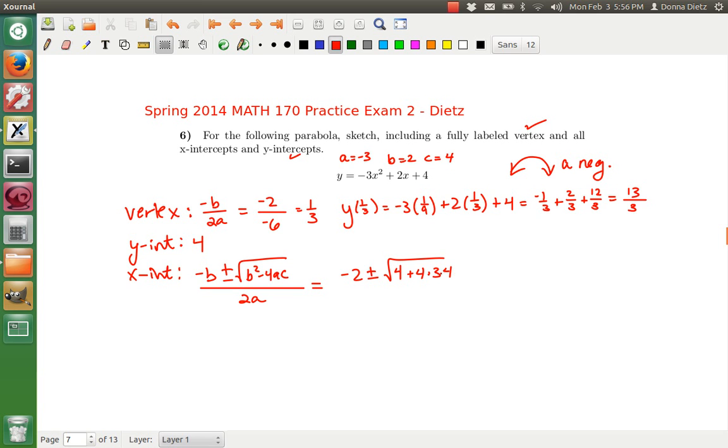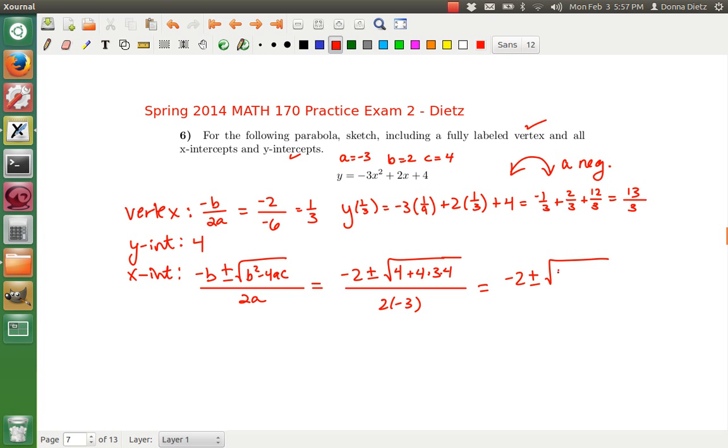So notice when I put the a in here, I didn't write -3. I put 3 and then changed the sign right away. This is the most common place to make a sign error in the quadratic formula. I just circled it, so you want to double check that every time you use the quadratic formula. Okay.